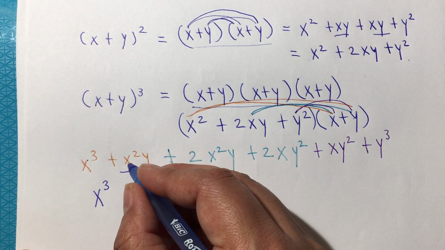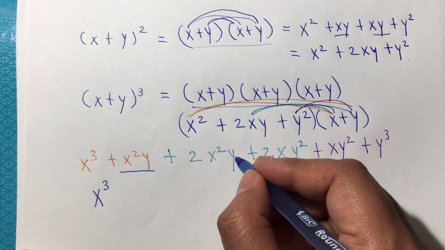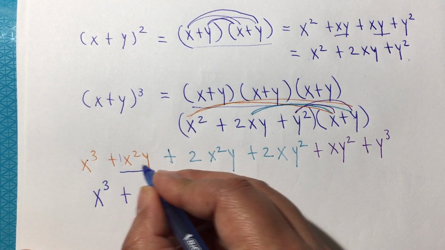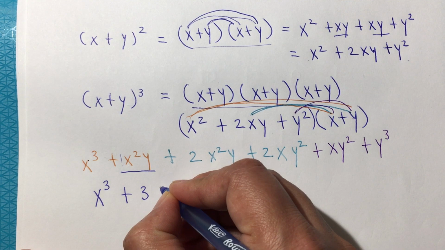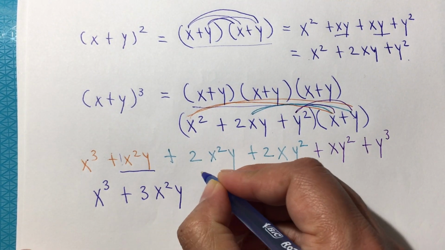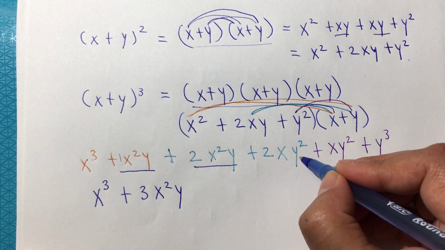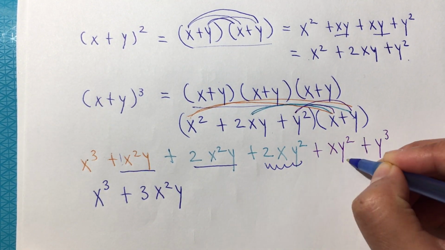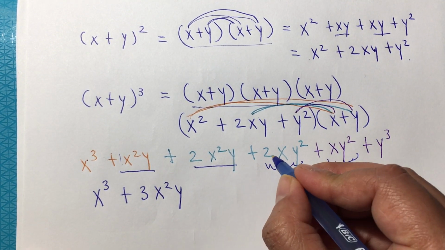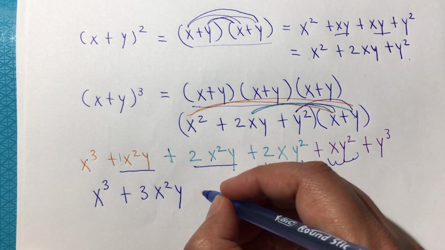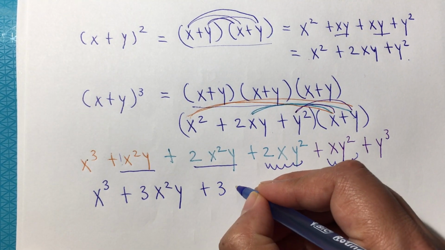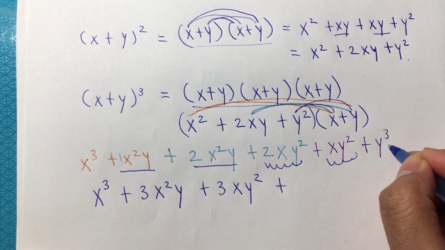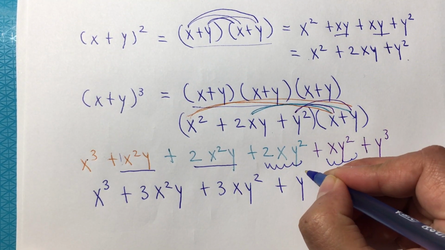Then in here we have x squared y. x squared y, we just add the coefficients, and so we get 1 plus 2 is 3x squared y. In here we have xy squared, so those are like terms. And we get 2 plus 1 is 3xy squared, and we bring down y cubed.